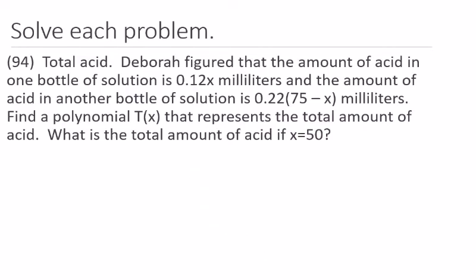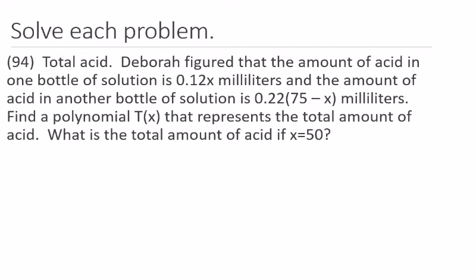All right, 94. So Deborah figured that the amount of acid in one bottle of a solution is 0.12x milliliters, and the amount of acid in another bottle of solution is 0.22 times the quantity of 75 minus x milliliters. Find a polynomial t of x that represents the total amount of acid. What is the total amount of acid if x equals 50?